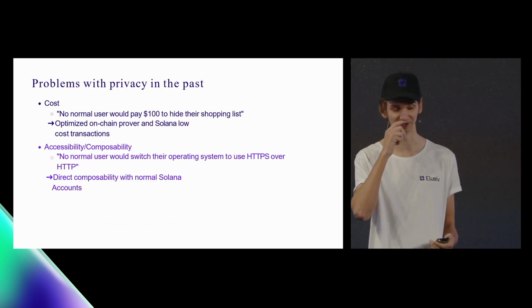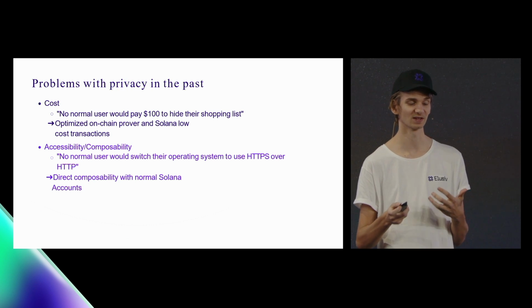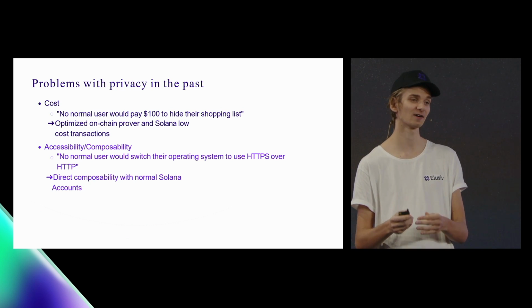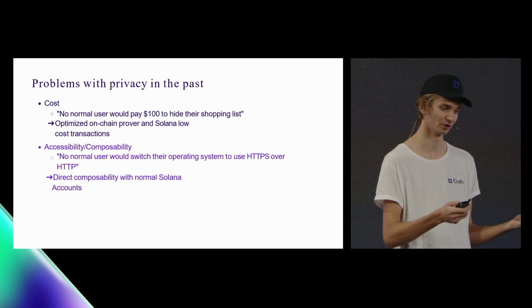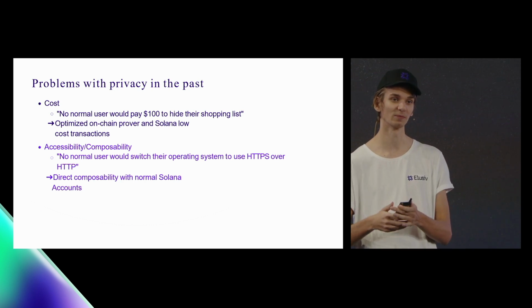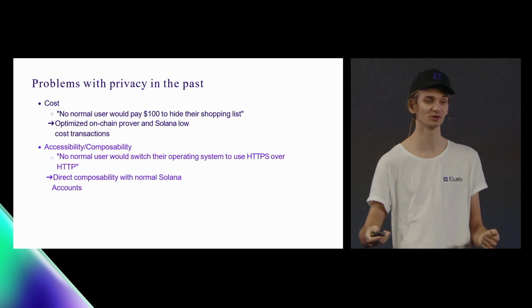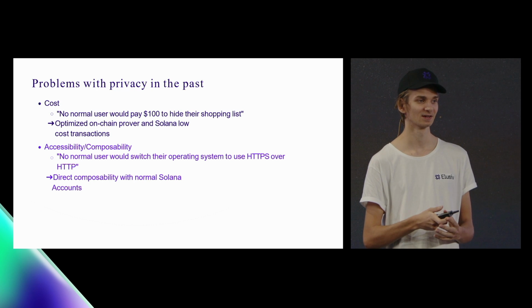So next problem: if we get the cost down, what else is holding people back from using privacy in their daily lives? In past systems, the way privacy systems would be set up is that you might even have to switch to a different chain altogether, like Monero or Zcash, or at the very least have to go to a different website, like elusive.com, and then on elusive.com you can make a private transfer.